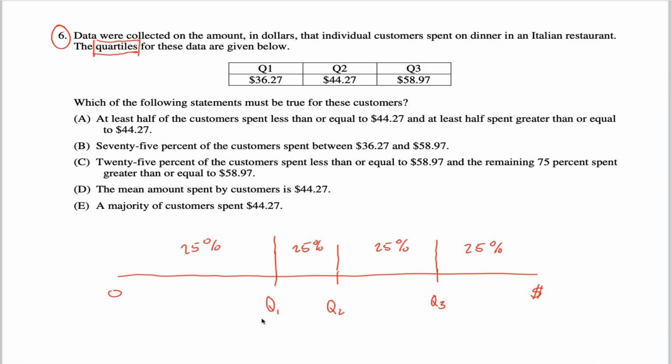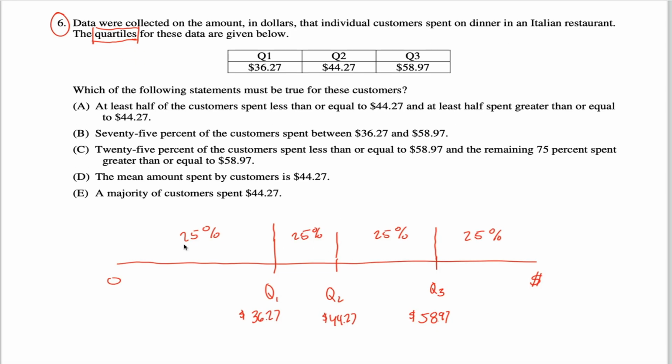So in this case, Q1 is $36.27, and Q2 is $44.27, and Q3 is $58.97. So I was going to say this isn't drawn to scale, but it's actually pretty good. But whatever, none of that matters. At least half of the customers spent less than or equal to $44.27. Well, here's $44.27. It's the second quartile. Half the people spend less than the second quartile. Half the people spend more.